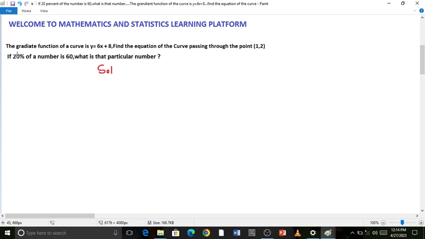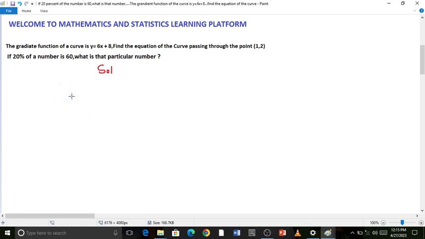The gradient function of a curve is dy/dx = 6x + 8. We want to find the equation of the curve passing through the point (1, 2). Then we'll also solve the second one, where the question reads, if 20% of a number is 60, what is that particular number? Alright, let's get started with the first one.